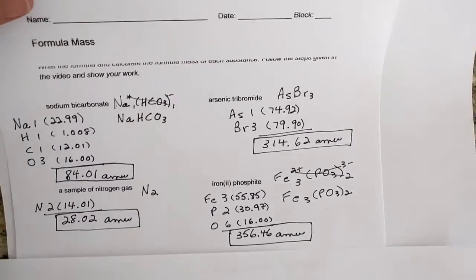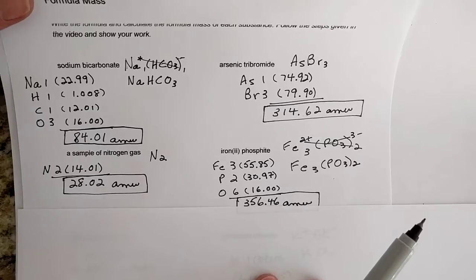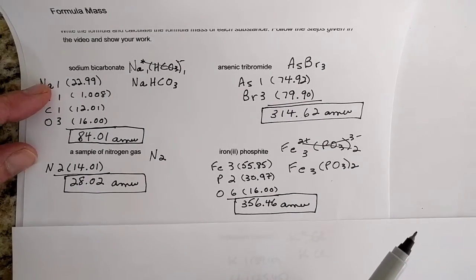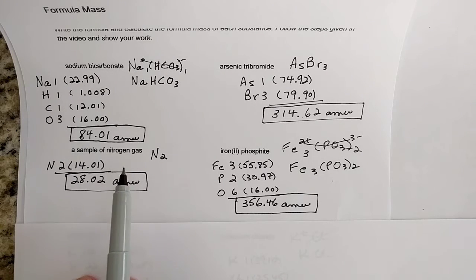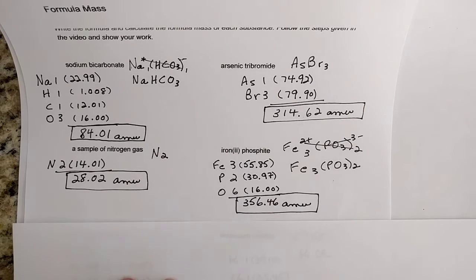All right, let's look at our next one. So here we have a sample of nitrogen gas. We have to look out for those Hofbrinkel elements. Nitrogen is a Hofbrinkel. So the nitrogen in our atmosphere is composed of nitrogen molecules, two nitrogen atoms covalently bonded. So we just take 2 times the average atomic mass of nitrogen from the periodic table, and we get 28.02 atomic mass units for every 1 molecule of N2, or that number of grams for 1 mole of N2.